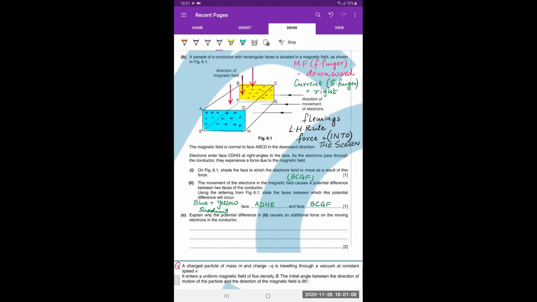See? So in the last part, the question is asking you, explain why potential difference causes a force on the moving electrons. Now look at the wording: explain why this potential difference causes a force. Break down your answer into 2 steps.